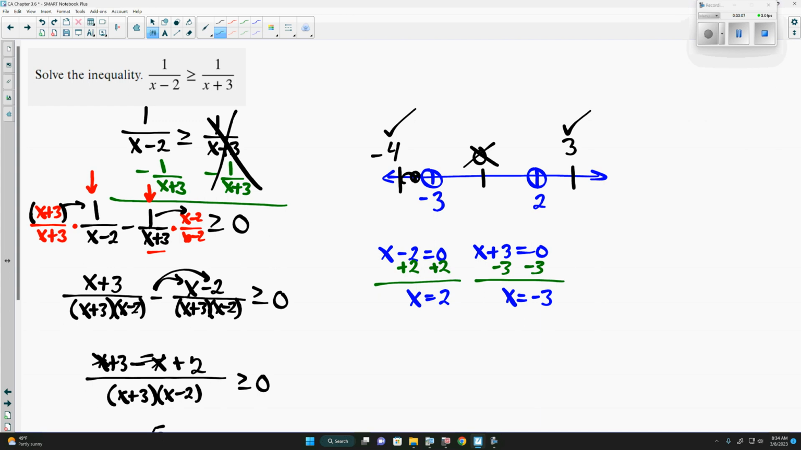So we'd have all the points to the left of negative 3 and to the right of 2. And as an interval, we'd have negative infinity to negative 3, union 2 comma infinity, which would be the entire solution set.